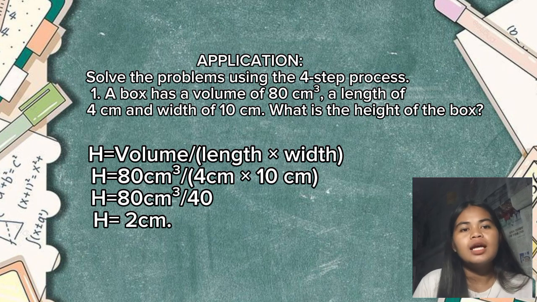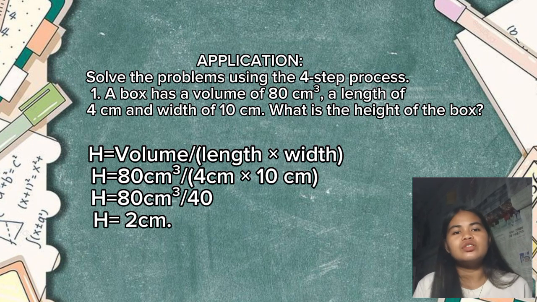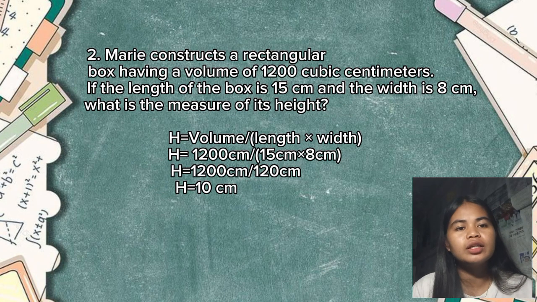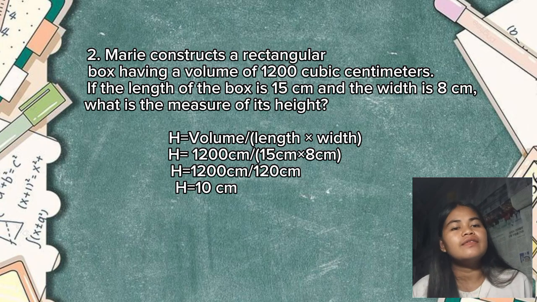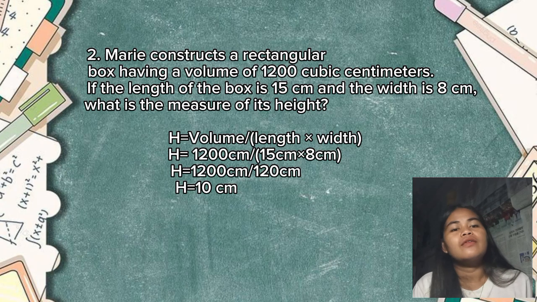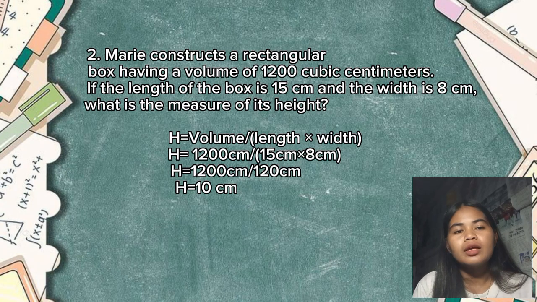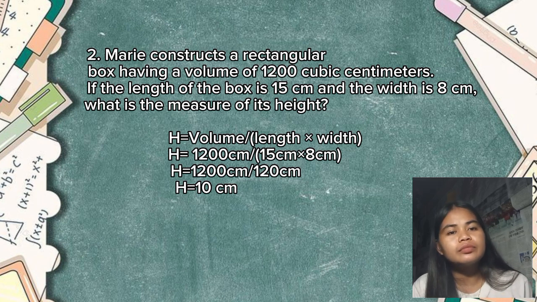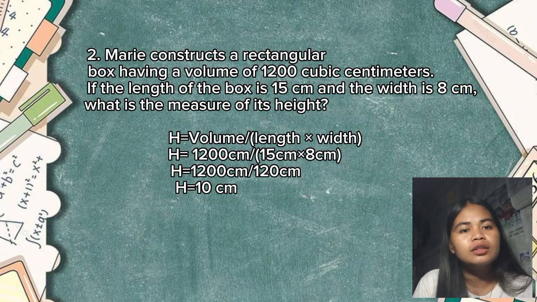For the second question, same process lang siya guys. A rectangular box having a volume of 1,200 cubic centimeters. If the length of the box is 15 centimeter and the width is 8 centimeter, what is the measure of its height? So, for the second problem, guys, same process lang gihapon ang atong buhaton. We will substitute all the given measurement nga gihatag and then makuha na dayon nato ang tamang answer. Basta i-follow lang nato ang formula.